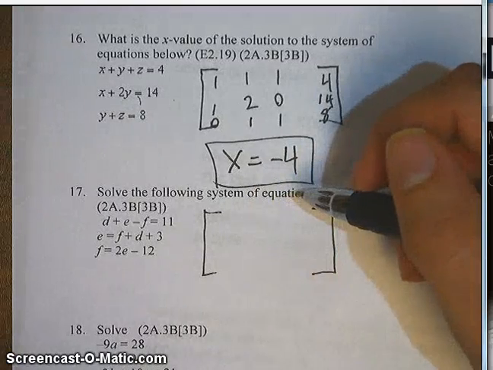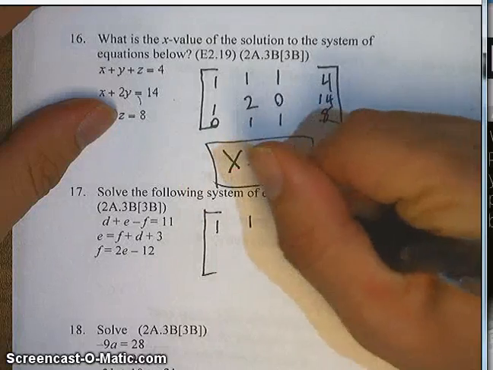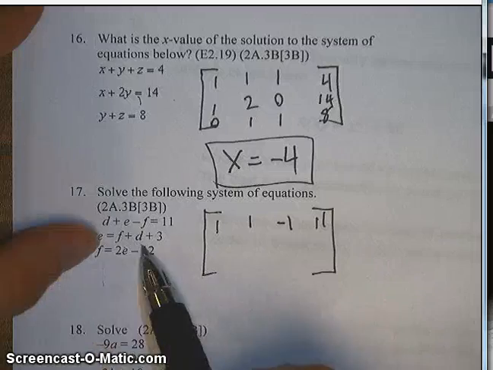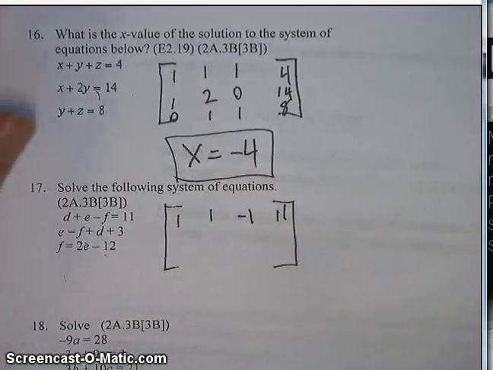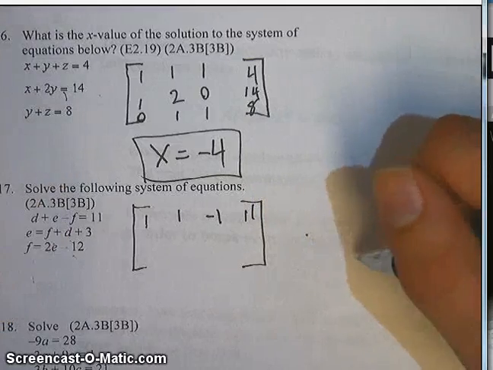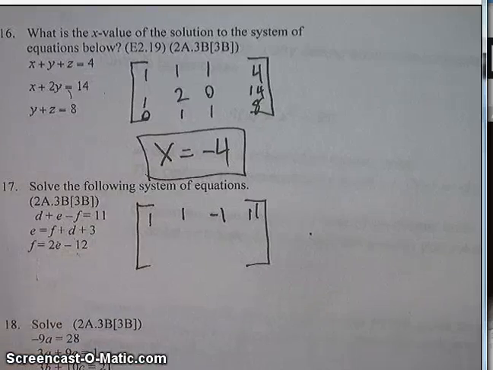So let's put them in order D, E, F. So that first equation is 1, 1, -1, 11. Now these guys, we have to move. We have to put them in order. So I'm going to do that on this side over here. So E equals F plus D plus 3. So I need all the variables on the left and all the numbers on the right.